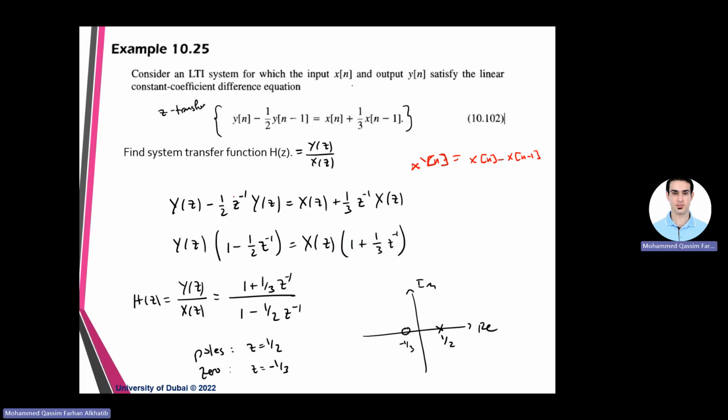So in this case, the typical question would be, you are given this differential equation or difference equation. In discrete, we call it difference equation, and in continuous, differential equation. But anyways, you are given this difference equation, find the transfer function of the system, basically the h of z, and find its impulse response, h of n. So let's do that for this question here.